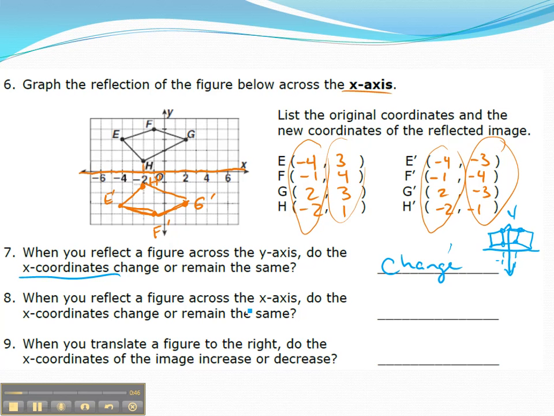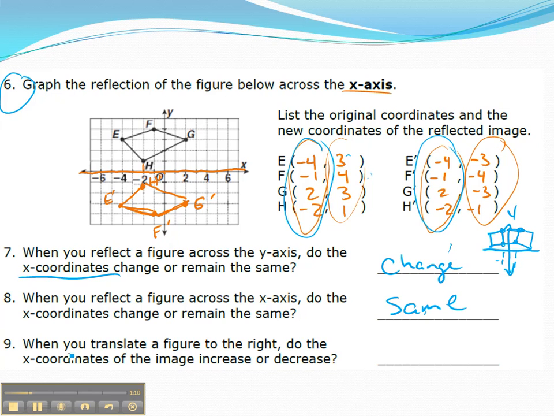When you reflect a figure across the x-axis, number 8, it's asking, do the x-coordinates change or remain the same? Well, we have an example of that in number 6. We reflected across the x-axis, and our x-coordinates did not change. They all stayed the same, which makes sense. We're flipping it over that axis, so the y-coordinates change to their opposite, but the x-coordinates remain the same.